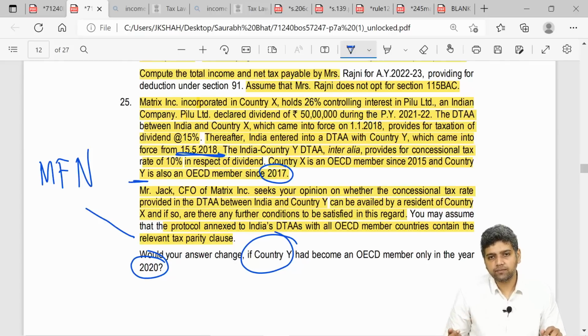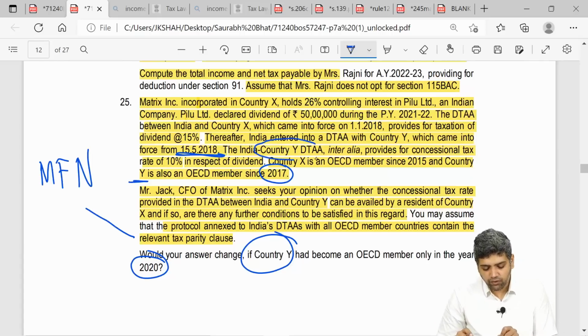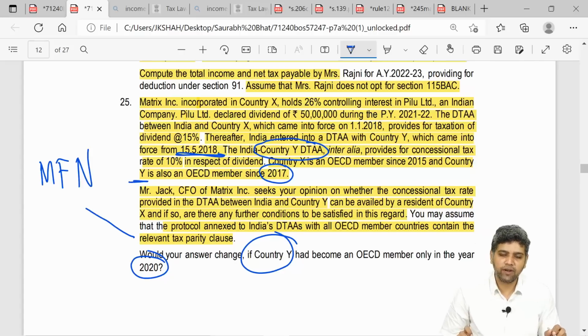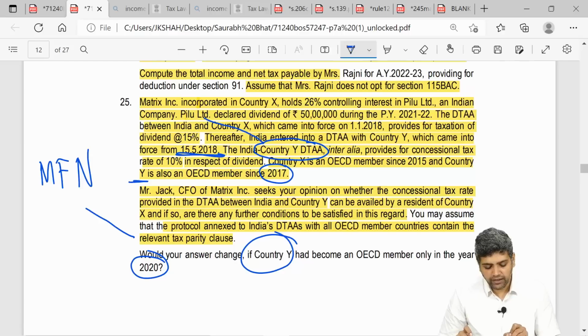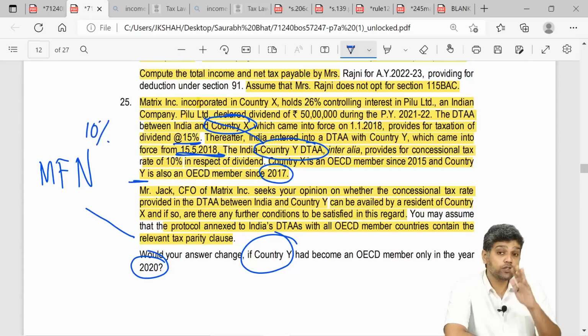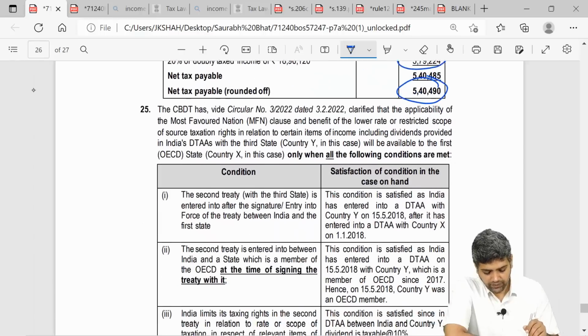Yes, they are. In such case, if the government gives a notification that country Y tax rate will now be extended to my MFN countries, then country Y tax rate will be incorporated in the DTAA with country X, and therefore dividend would be taxed at 10%. If no such notification is given by government that MFN clause is triggered, then sorry, 15% will be the tax rate which will apply. So let's look at that answer.